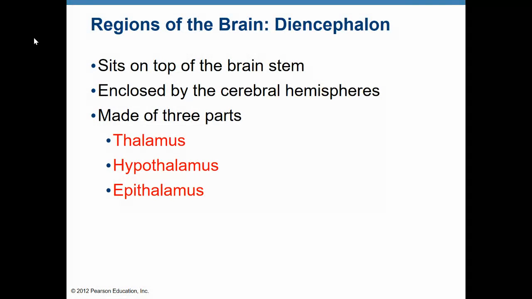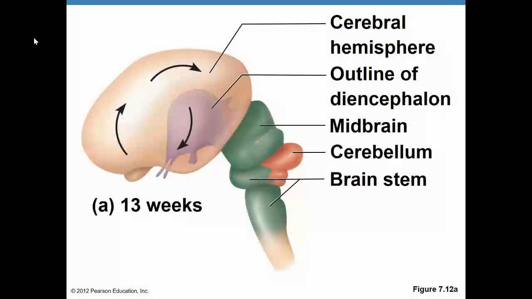At any rate, this particular part of the brain is enclosed or kind of wrapped up by the two cerebral hemispheres. So you can almost think about this as the core of the brain. And it's made of three specific parts: the thalamus, the hypothalamus, and the epithalamus. Now, way back in your development, your brainstem and thalamus were some of the first pieces of your brain to start forming. In fact, if you look at this, this is from 13 weeks of development.